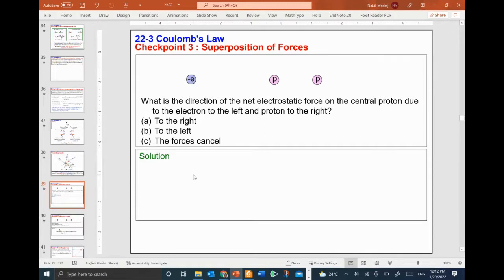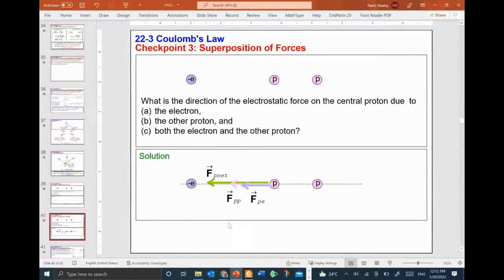So clearly, between the proton and the proton, there is a force of repulsion. So the force is to the left from the proton on the right. The forces between the electron and the proton are forces of attraction because these are opposite charges, and so it's also a force to the left. So the total electrostatic force can only be to the left. All right, so this is what we are doing here. Let me go to presentation mode.